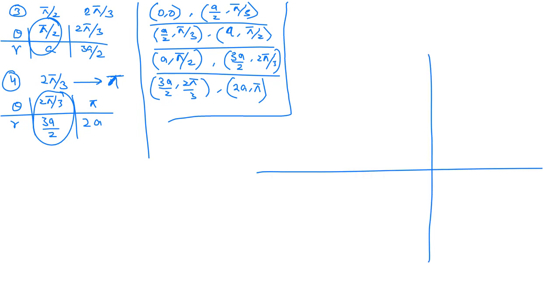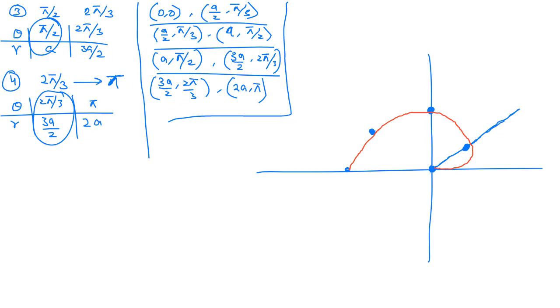First point is 0 and 0. The second point is pi by 3. Pi by 3 is this angle, and the radius is a by 2. A is any number, so I say this is a by 2. The next one is a and pi by 2; a is this one. The third point is 3a by 2, this value. 2a is this one. So if I sketch the graph, I will get these points.